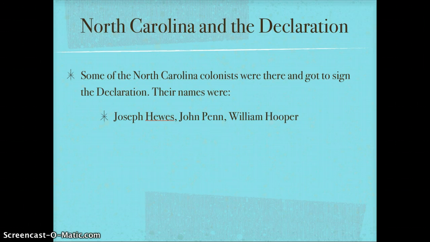Some of the North Carolina colonists were there and got to sign the Declaration. Their names were Joseph Hughes, John Penn, and William Hooper.